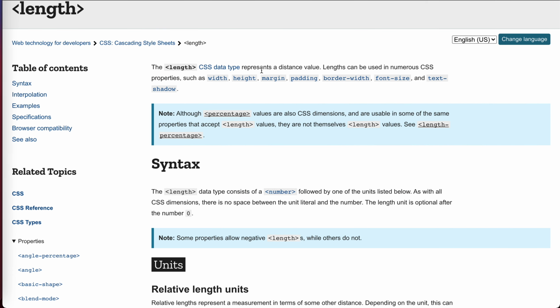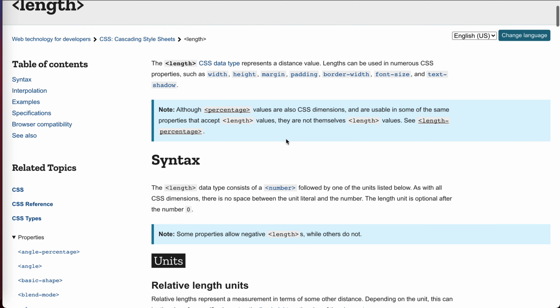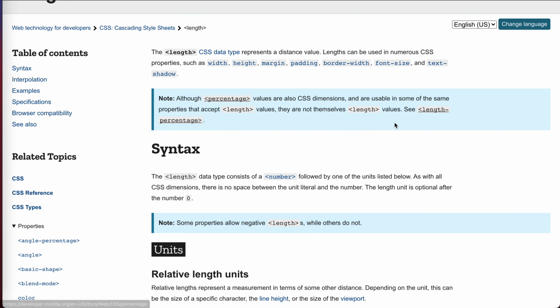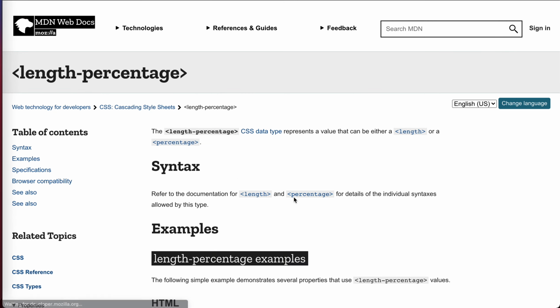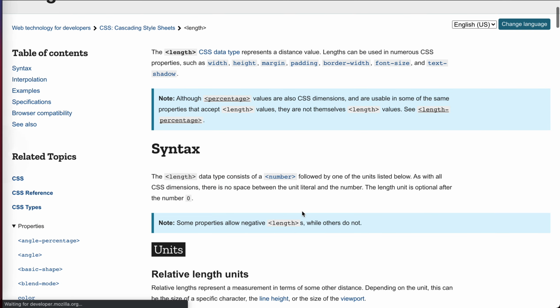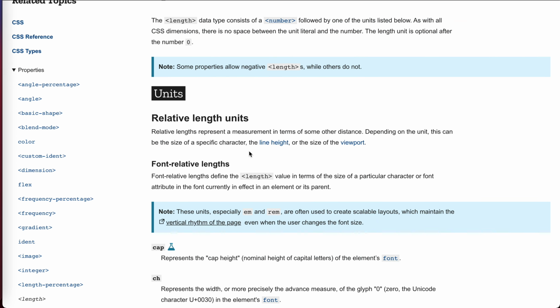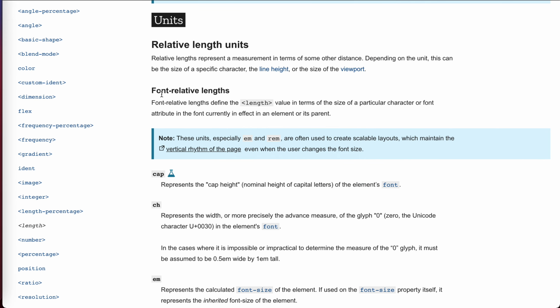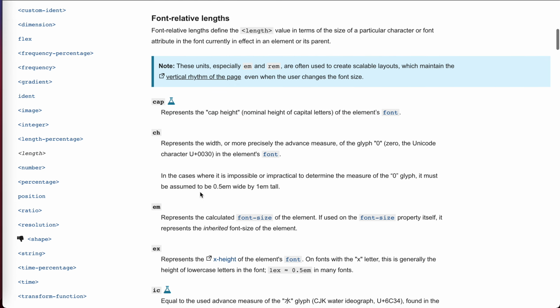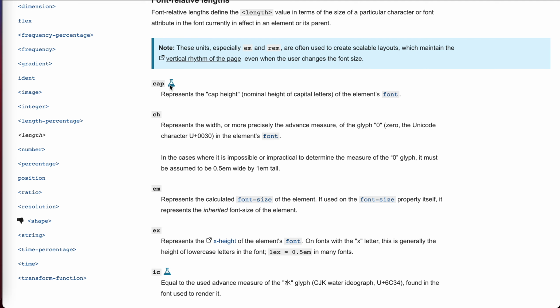Okay, length includes a lot of distance values used in width, height, and so on. And percentage is another one. Length percentage. Percentage. Yeah. Okay. Units. There are relative units, including a font relative length, like this one. Cap. This is an experimental one. I have never heard of it. Actually, it represents a cap height. Nominal height of a capital letters.